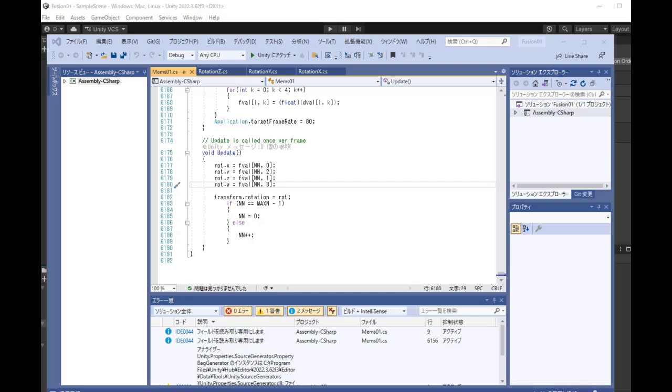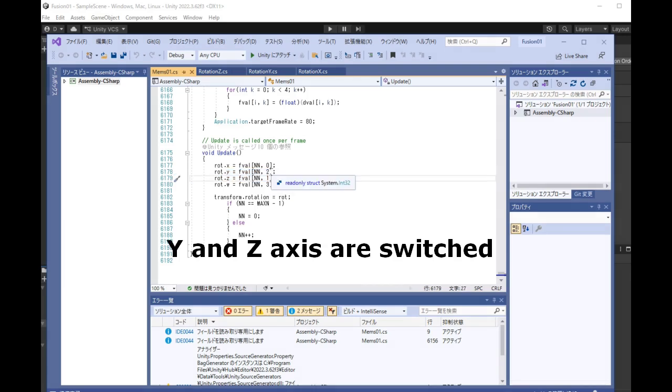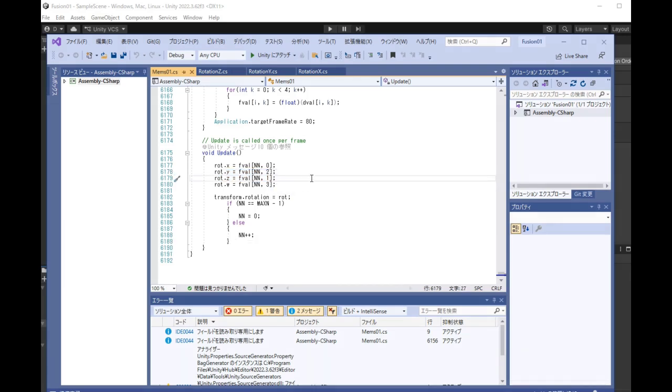And there is a point to keep in mind. These 2 lines, y and z, 2 and 1, they are switched. Originally this was like this. In this case, the rotation is a bit weird. One axis goes the opposite way.